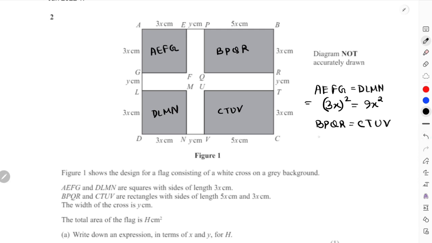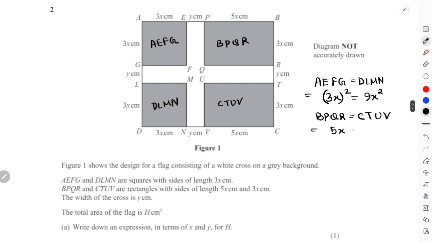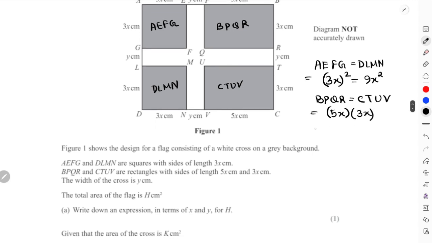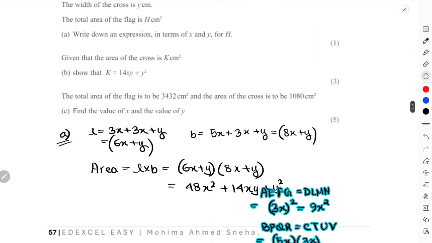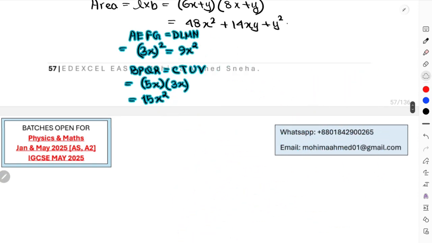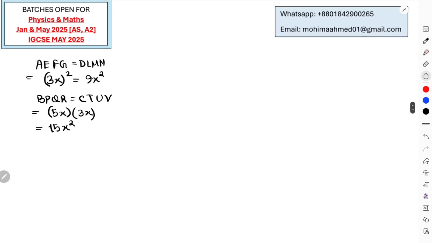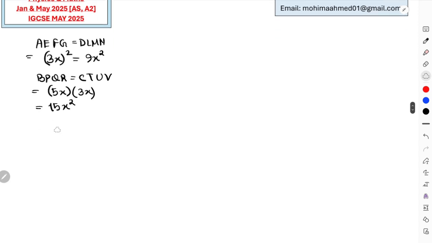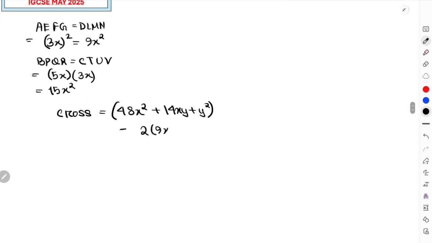They are both again going to have the same formula, length into breadth, which is going to be 5x multiplied with 3x, which is now going to be 15x square. So at the end there were 4 areas of this much, right? Let's just do this over here. In order to find out the area for the cross, the total was 48x square plus 14xy plus y square. This will be subtracted with 2 times 9x square and 2 times 15x square.